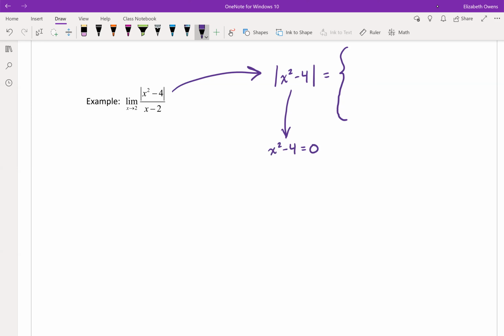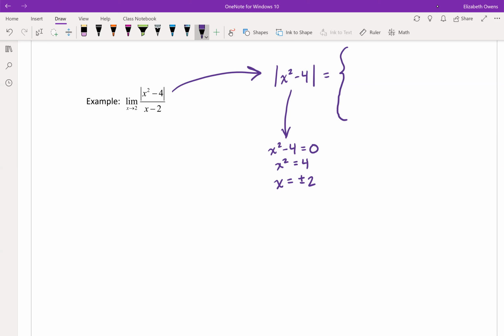This is going to serve as a nice dividing line or dividing mark because absolute value of 0 is just 0. It doesn't change anything when we take the absolute value there. So this will be a nice basis for us to use. If we solve that, x squared equals 4, square root both sides. Remember that there's going to be a plus or minus on this, so x equals plus or minus 2.